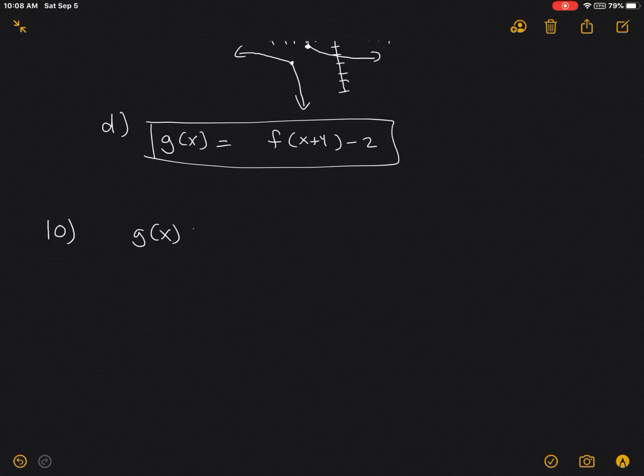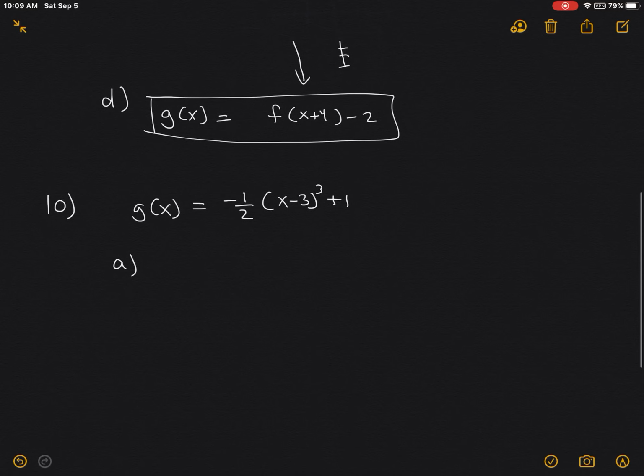And number 10, you have a cubic function. g of x is negative 1/2 (x minus 3) cubed plus 1. All right, so I already kind of gave away the answer to part A, right? What is the parent function? You would say the parent function, Mr. Zhu, f of x is just equal to x cubed. Okay, how do I know?